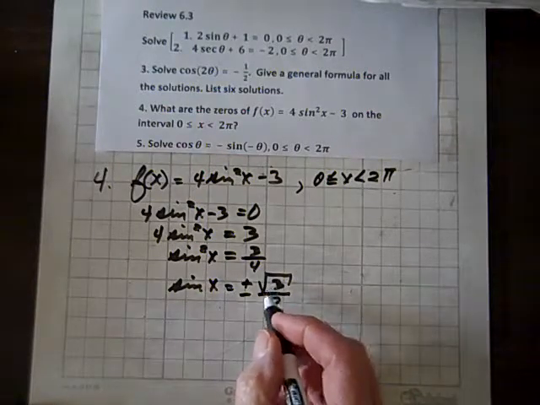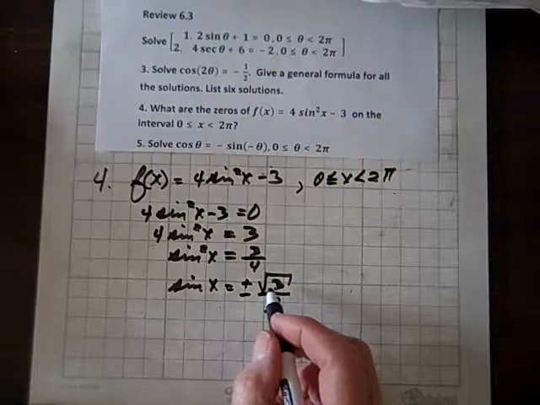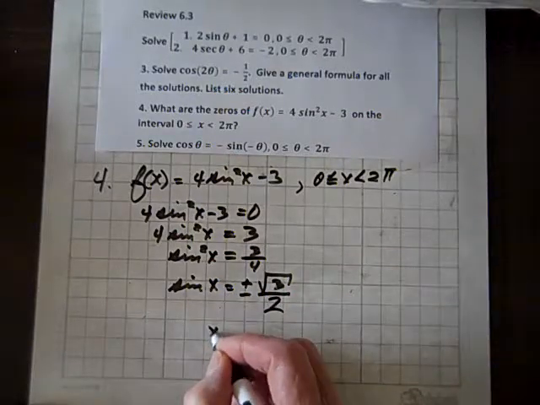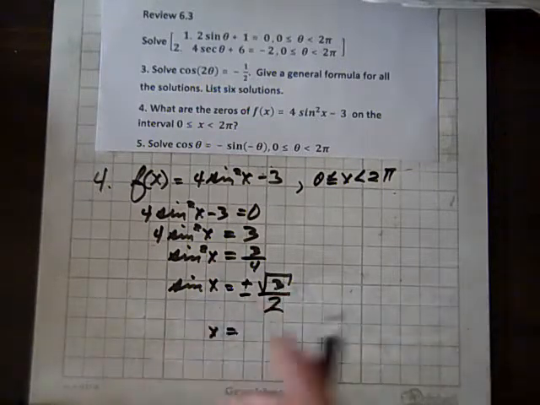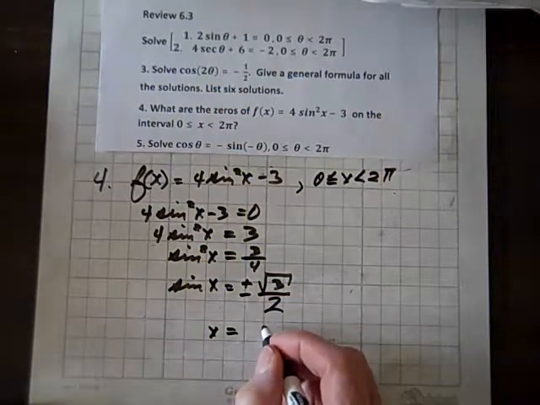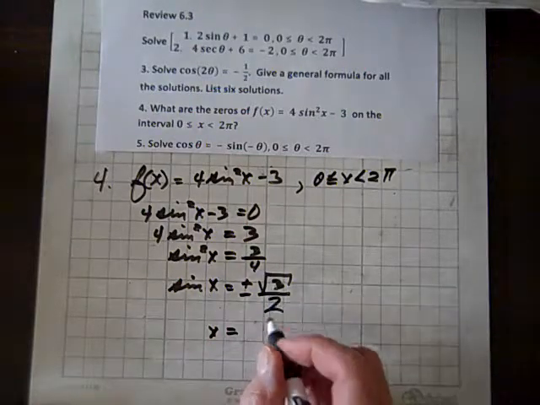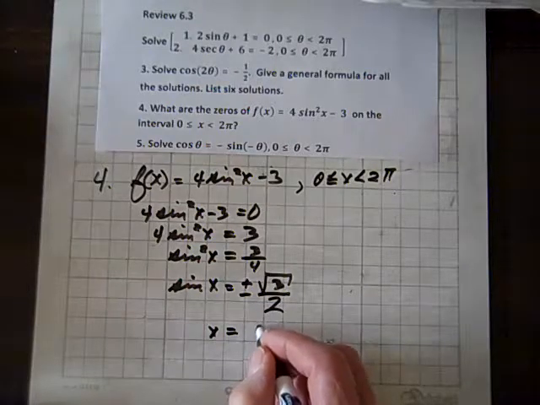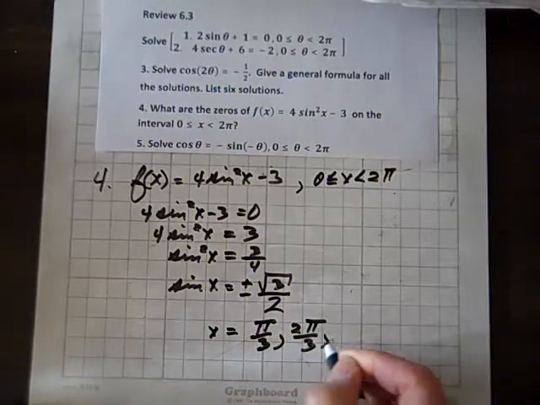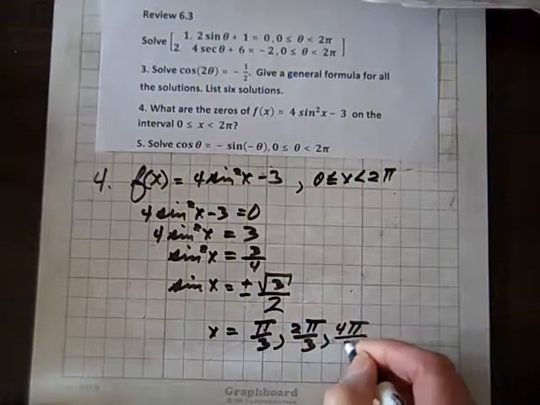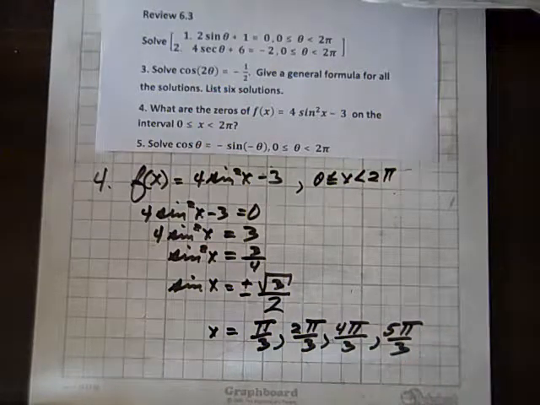So our reference angle, since we've got sine of this angle equals root 3 over 2, is going to be pi over 3, but we've got plus or minus, so x equals the multiples of pi over 3 that, when evaluated with the sine function, give us plus or minus root 3 over 2, and they are pi over 3, 2 pi over 3, 4 pi over 3, and 5 pi over 3. Good.